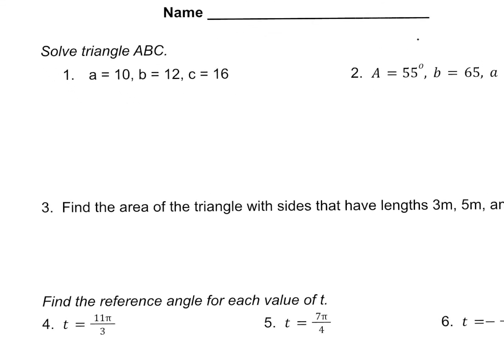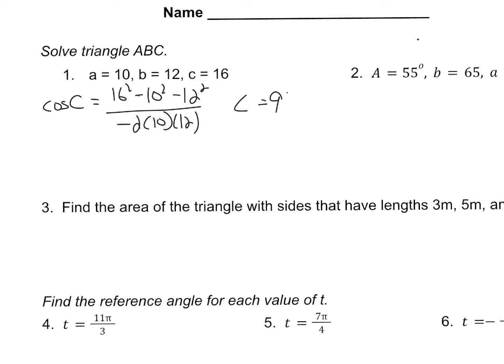So I'm going to go with cosine of C equals C squared, which is 16 squared, minus A squared, minus B squared, all over negative 2AB. And don't forget, once you punch that in your calculator, you've got to hit inverse cosine. When I did all that work on my calculator, I got, to the nearest degree, 93 degrees.